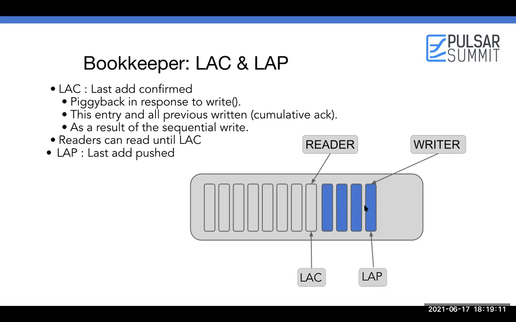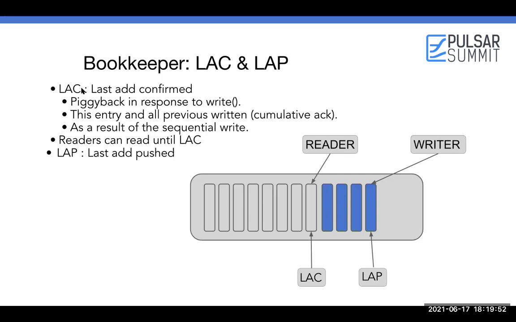So we are waiting for these to be visible to the readers, because Bookkeeper guarantees that if one reader can read something, it has to be there for other readers. And at the same time, if something is confirmed as written to the client, it should always be available for the readers. So these blue ones are still in that process where they're not committed to the client as having been written. And last add pushed is where your write on this ledger is actually happening right now. So between the LAC and LAP are the entries that are being written currently and not confirmed yet.